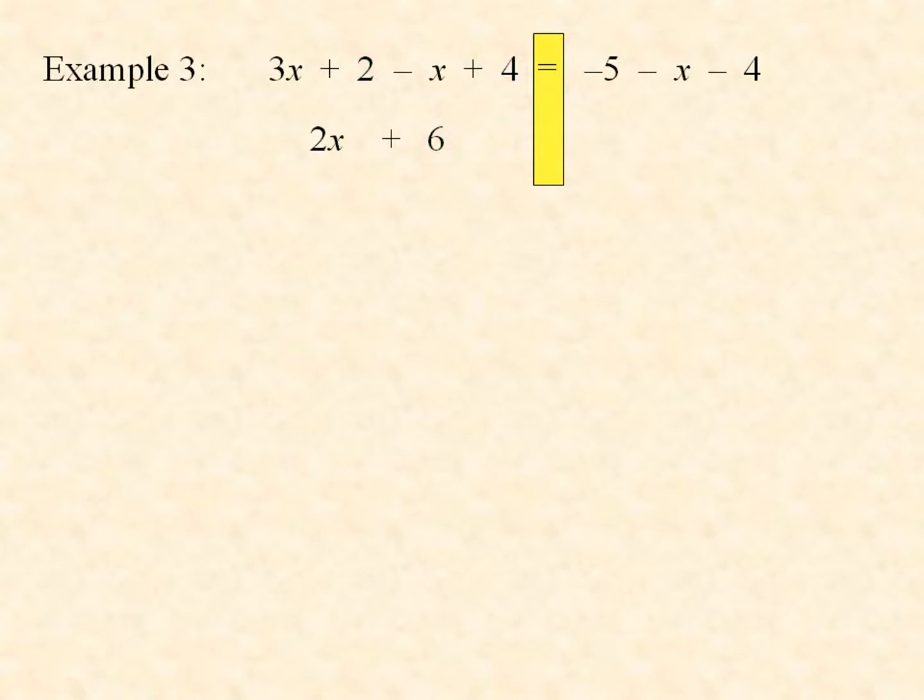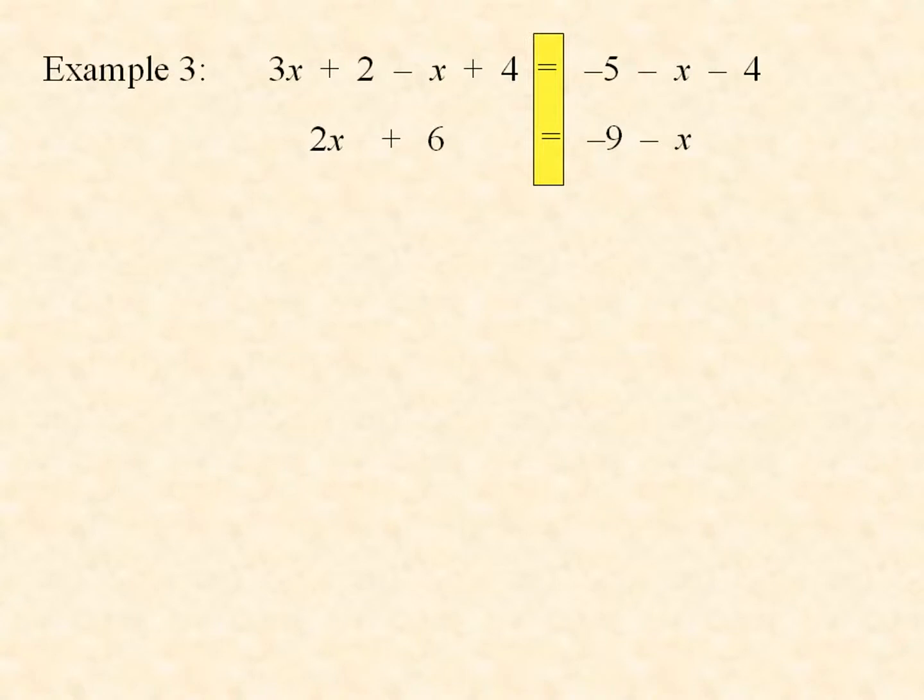Now look at the right side. We have two like terms there, the numeric terms, the negative 5 and the negative 4. They add to negative 9. And then we have the x that's subtracted on the right side, so we bring that down. Now that we've simplified both sides, we begin to solve the equation.